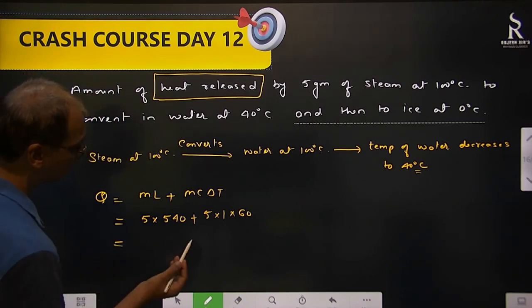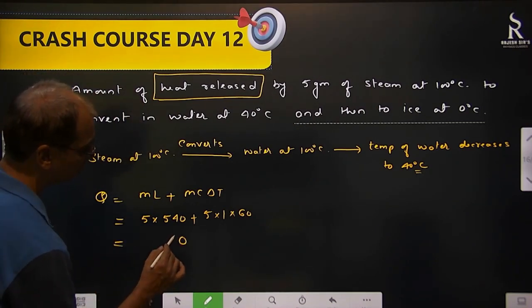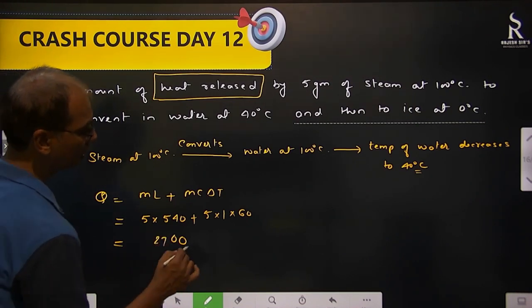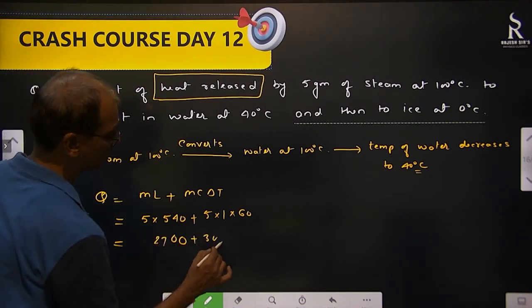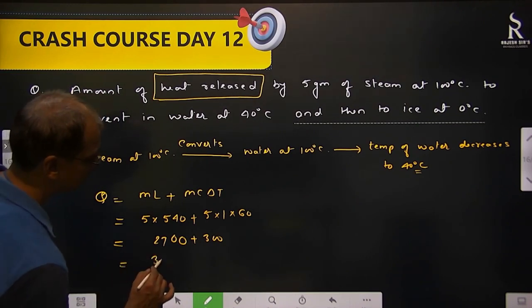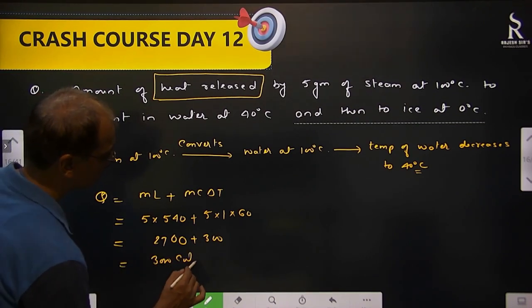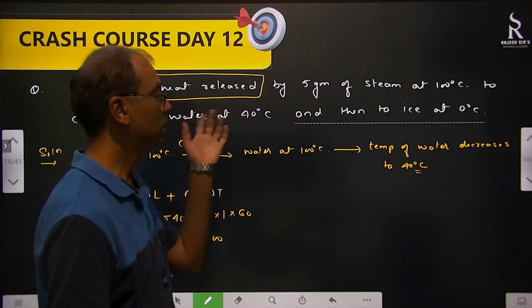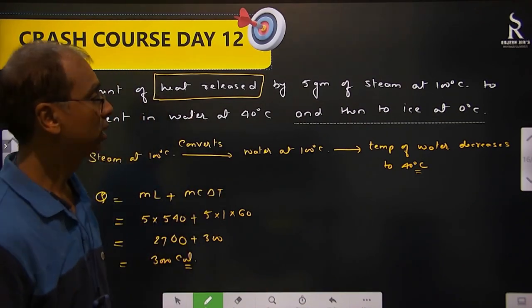So, what are we getting? This calculation: 5 times 540 is 2700, and 5 times 60 is 300. So, this is 3000 calories. This much amount of heat will be released till the temperature of water decreases to 40. Now, what do you want?